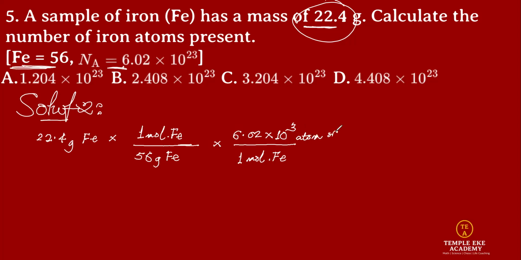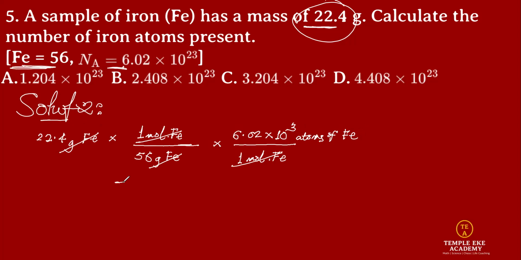Atoms of iron present. And now by multiplying out these values, already units can cancel out. Gram of iron in the numerator cancels gram of iron. Mole of iron cancels mole of iron. And the surviving units will be atoms of iron.